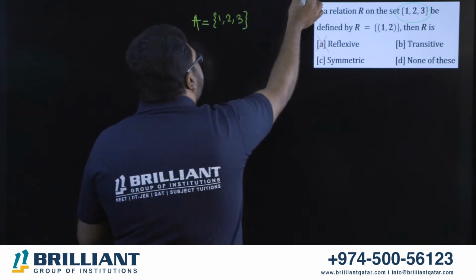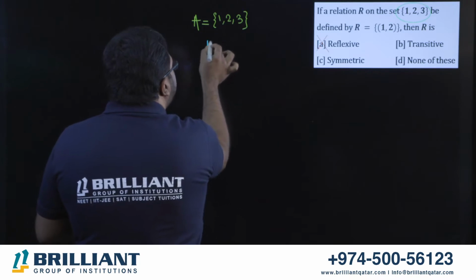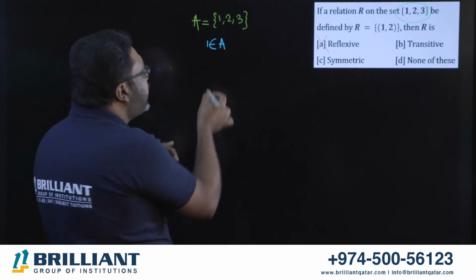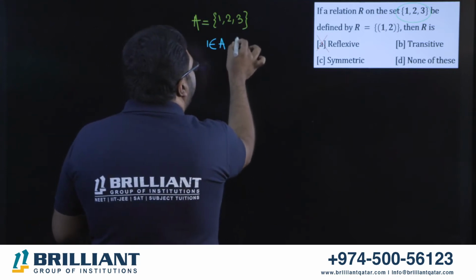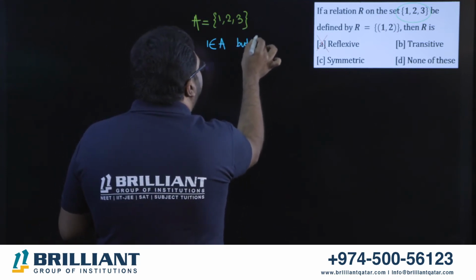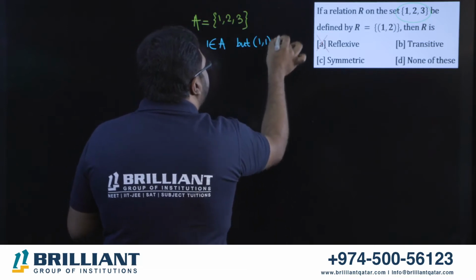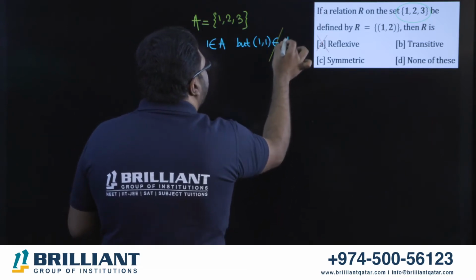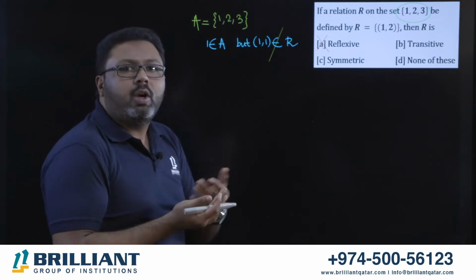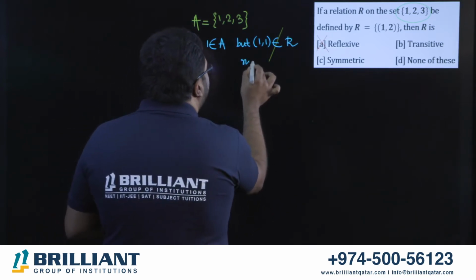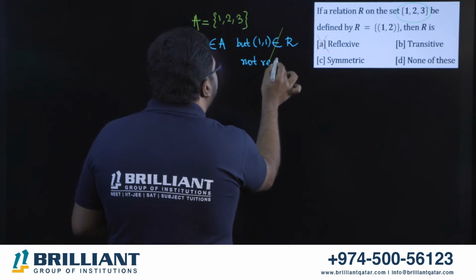What is the reason? You can say a simple reason for those students who are listening to this for the first time. For every element, say consider 1. 1 belongs to A, but the reflexive pair 1, 1 does not belong to R. So R is not reflexive.